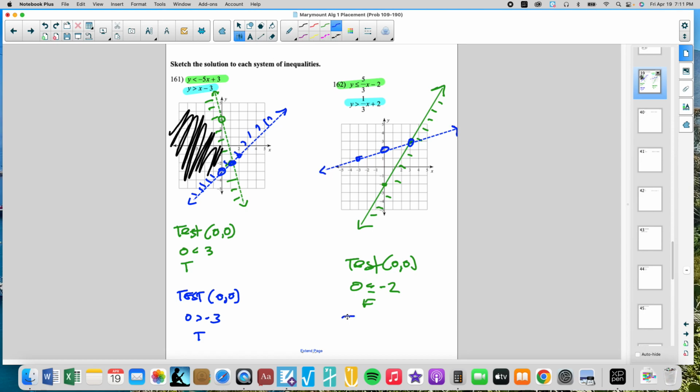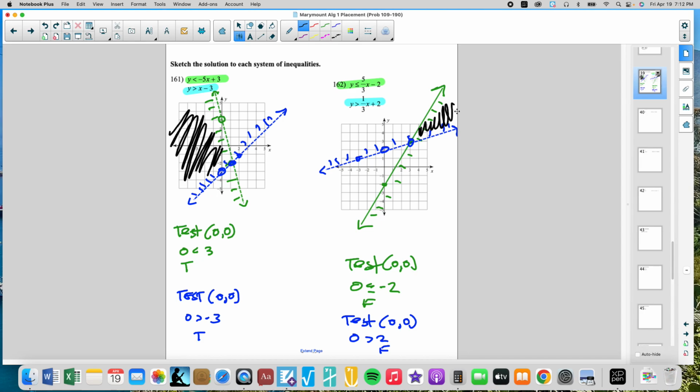Let's test 0, 0. 0 is going to be 0 greater than 2. That's also false, so we're going to go on the other side. And do we see where they're both true? Right here. And you need those dotted lines and stuff like that.